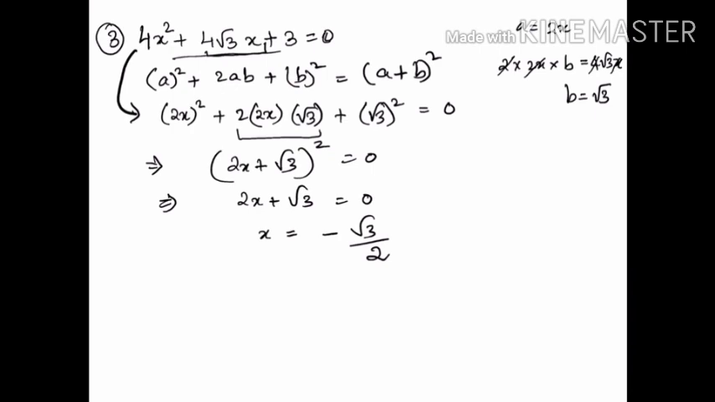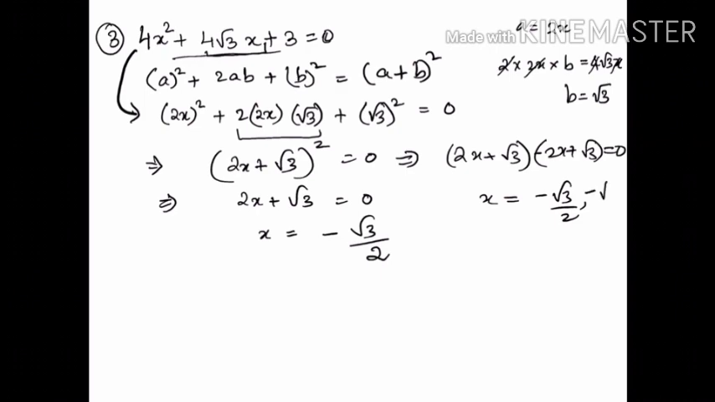Since it is a quadratic equation, it will have two roots. This step also implies that 2x plus root 3 into 2x plus root 3 is equal to 0. So each bracket when equated to 0 will give x equal to minus root 3 by 2 and minus root 3 by 2. So this quadratic equation has identical roots.